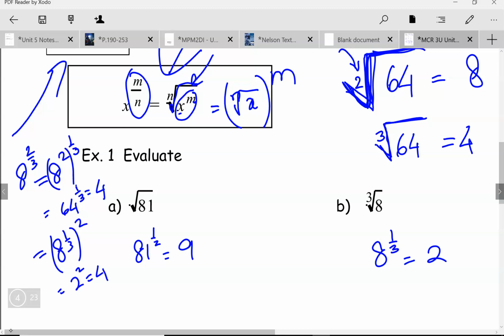The idea is essentially you're splitting this fraction into 2 parts. You're splitting it in the numerator and the denominator. The denominator is considered the root. So you're doing the cube root of 64 here essentially.